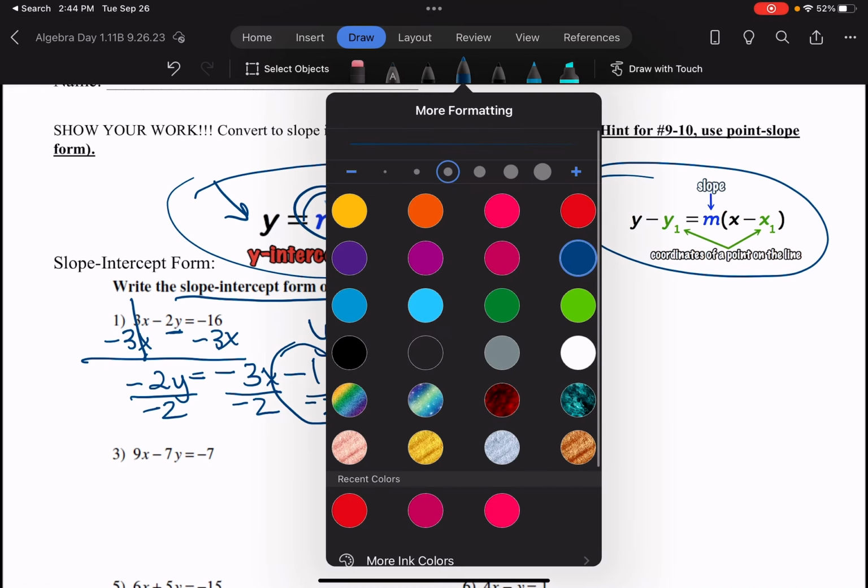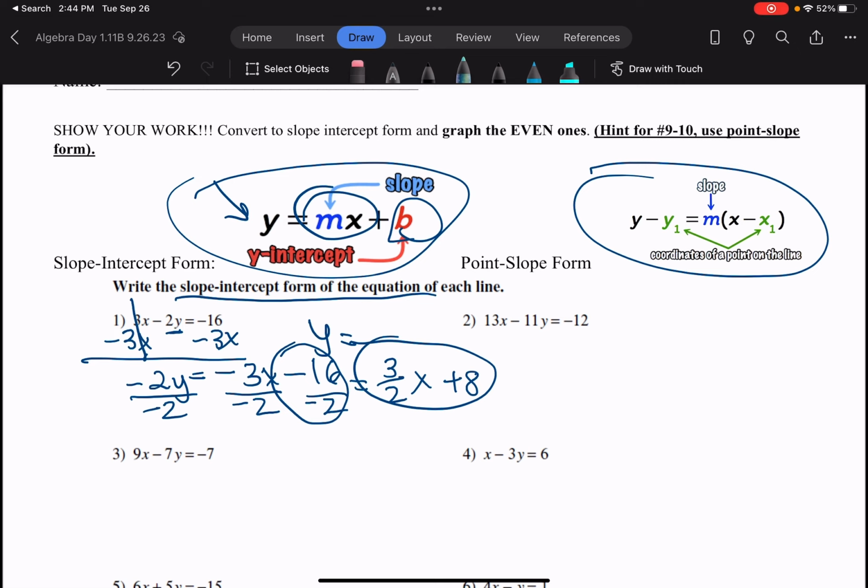All right, let's take a look at the next one. I'm going to change the color of my pen here. All right, so again, I want to isolate y. So I'm going to start by subtracting 13x here, because the invisible thing in front of this 13 is a positive 13. So I want to subtract 13x from both sides. And so this will cancel out, and we'll be left with negative 11y equals negative 13x minus 12. Again, we want that x term to be first. I'm going to divide both sides by negative 11. And remember, I have to divide everything by that.